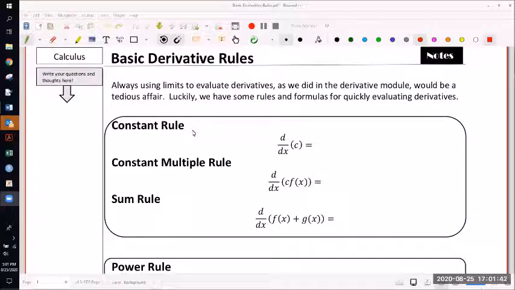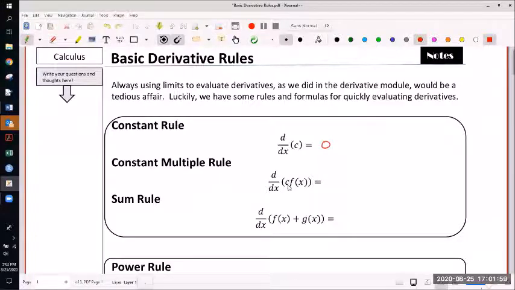So in this video, we're going to talk about the basic derivative rules. It's very tedious to use the limit definition to evaluate derivatives, so we can use these derivative rules. First rule is the constant rule. The derivative of a constant with respect to x is 0.